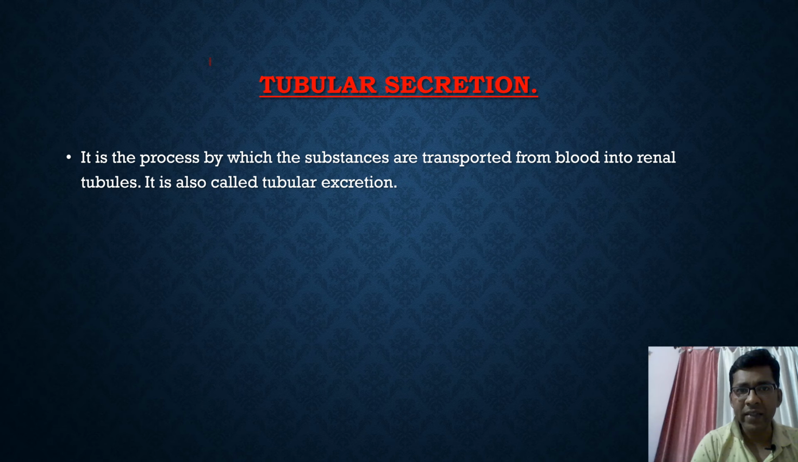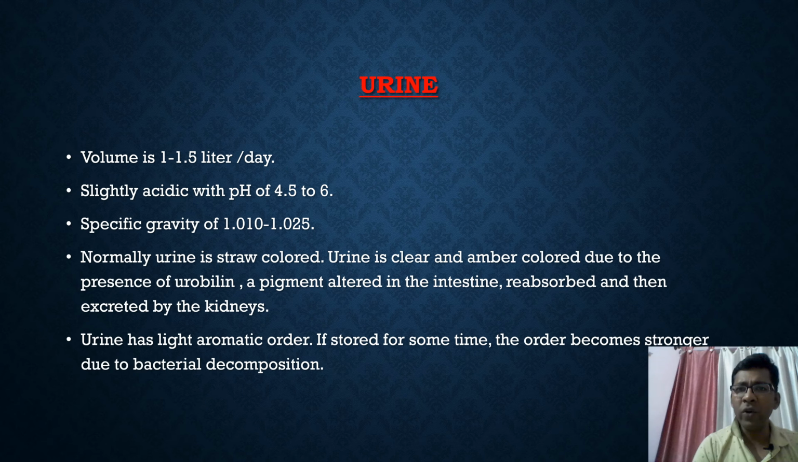Lastly, tubular secretions. So we have seen that urine has been formed from the glomerulus part, then it has come to the tubule part. Some substances have already been reabsorbed, and some substances get secreted. It is the process by which substances are transported from the blood into the renal tubules. This is called tubular secretion. So if this is a tubule, some substances get secreted here and get mixed with the urine, that is called tubular secretion. So urine has been formed.